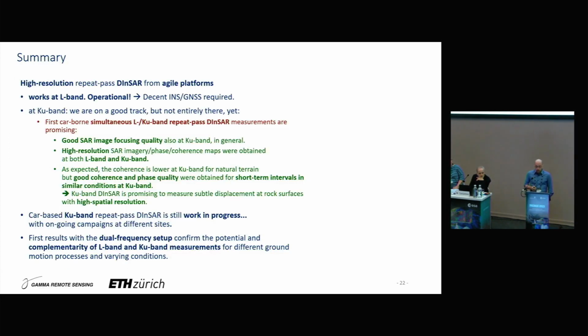So to summarize these activities, we can do high-resolution repeat pass InSAR from agile platforms at L-band for sure. So this is operational, you could say. We need a decent INS GNSS. At Ku-band, we're sort of on track, but not really there yet to really use that as a tool. But we believe this is something we can get working for specific applications, complementary to the L-band case.